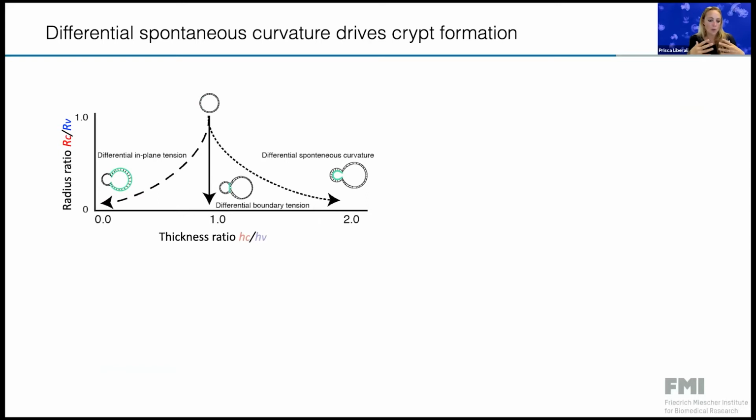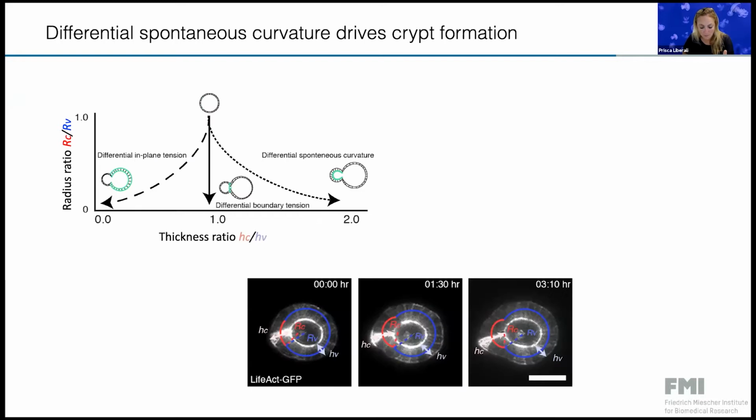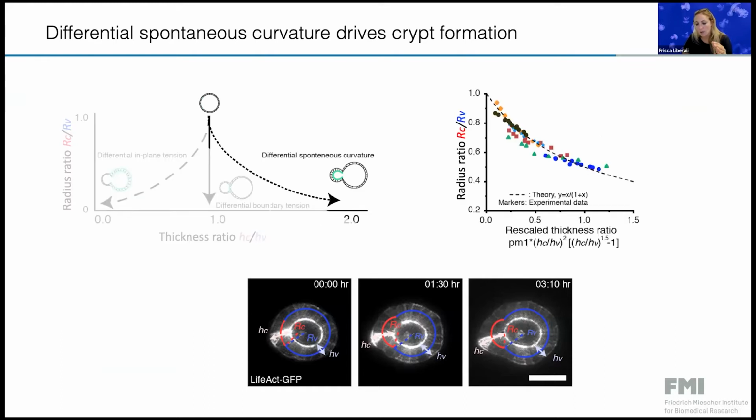So to form an organoid with a differential boundary, you would just change the thickness ratio, the thickness of the epithelium, differently than the radiuses. These are all things we can measure in the different organoids. And what was clearly seen is that the behavior of the thickness of the two regions and the radiuses of the two regions really follow a differential spontaneous curvature model.